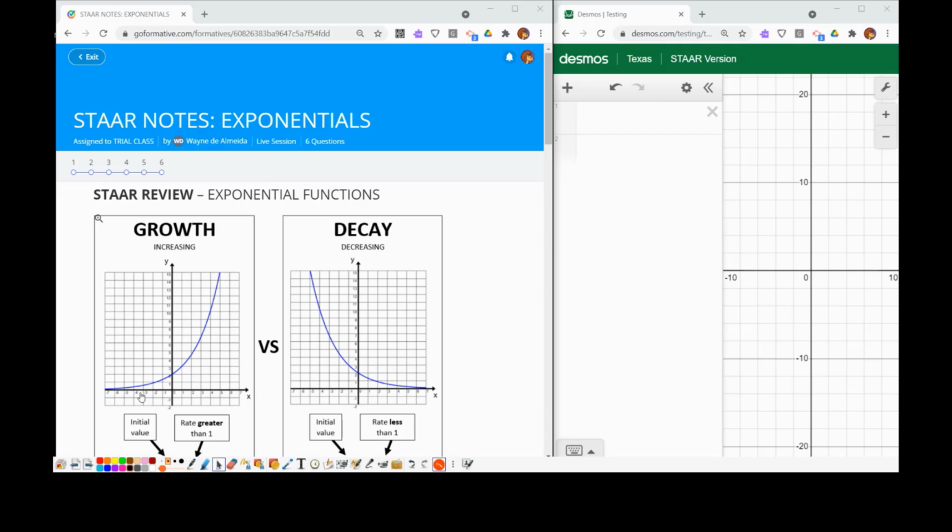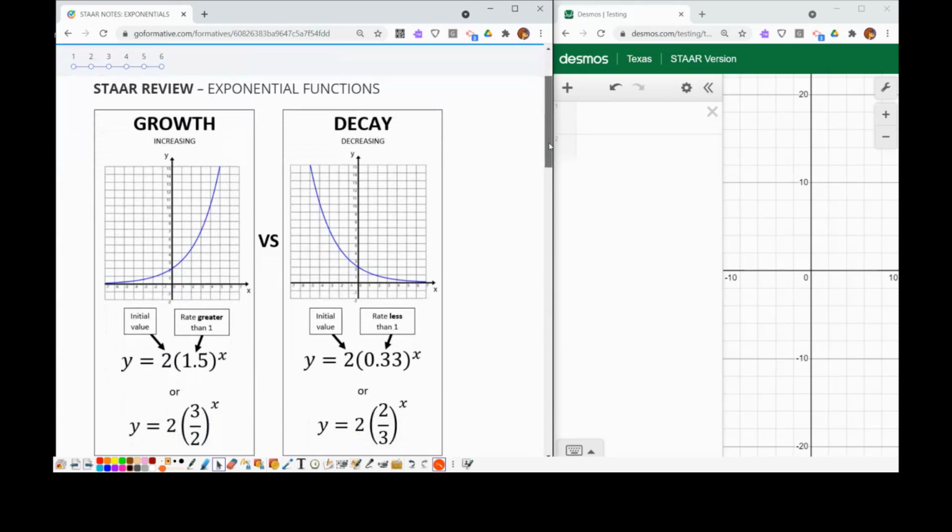Something you need to remember about exponential functions is that there are two types. One where the graph is increasing from left to right, or in other words, going up from left to right, and that is called growth. The other graph is the one that is decreasing from left to right, or going down from left to right, and that's called decay.